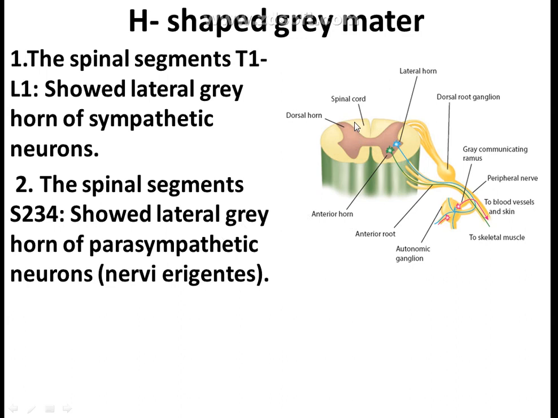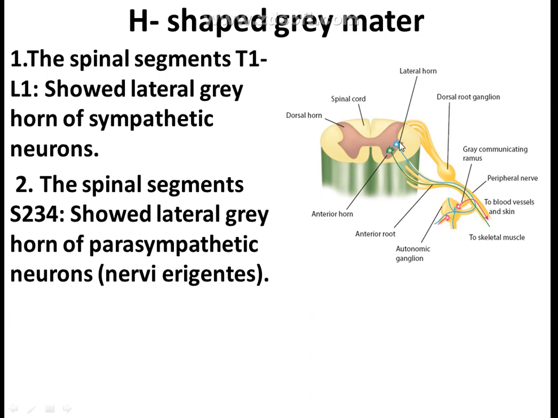As we said, the H-shaped gray matter contains neurons, and the white matter contains myelinated nerves. So, because this lateral horn is seen in segments T1 down to L1 and spinal segments S2, 3, 4, this lateral horn must contain neurons, so we must know the function of these neurons. You know, we said that the ventral horn is motor in function, containing neurons related to motor function. The dorsal horn contains sensory neurons. So what is the function of the lateral horn?